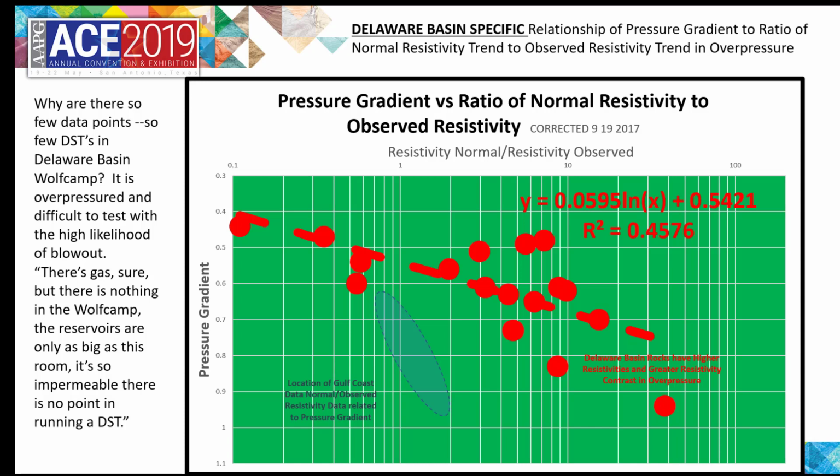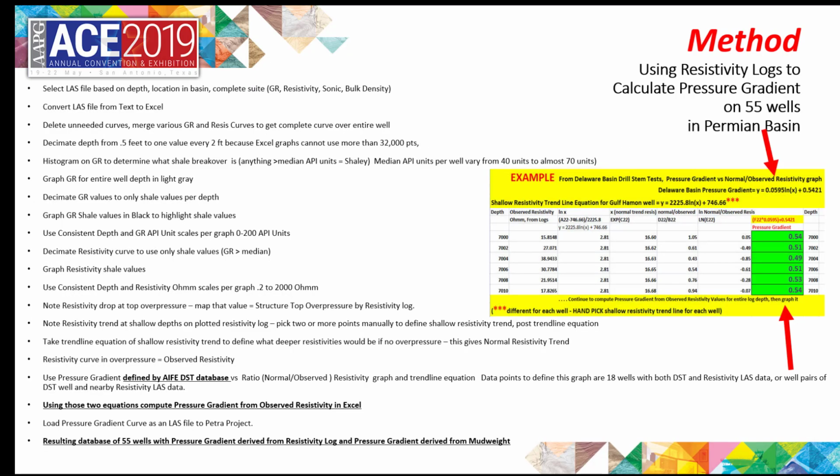But there's gas for sure, but there's nothing in the Wolfcamp. The reservoirs are only as big as this room. It is so impermeable, there is no point in running a drill stem test. And as you all know, the biggest reserve addition in the United States, maybe in the world, is the Wolfcamp.